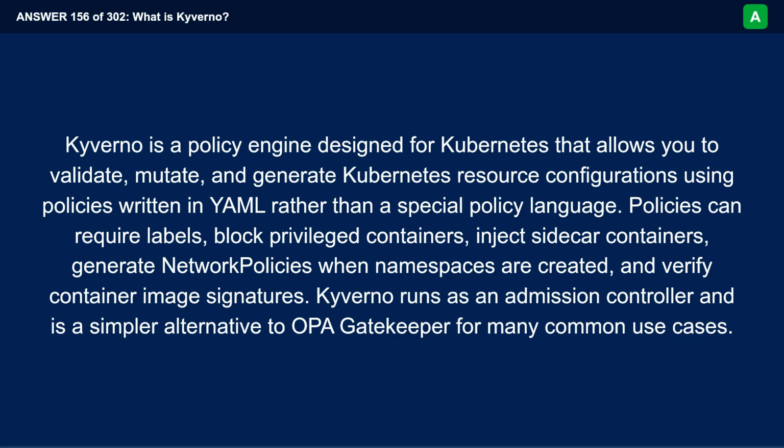Policies can require labels, block privileged containers, inject sidecar containers, generate network policies when namespaces are created, and verify container image signatures. Kyverno runs as an admission controller and is a simpler alternative to OPA Gatekeeper for many common use cases.